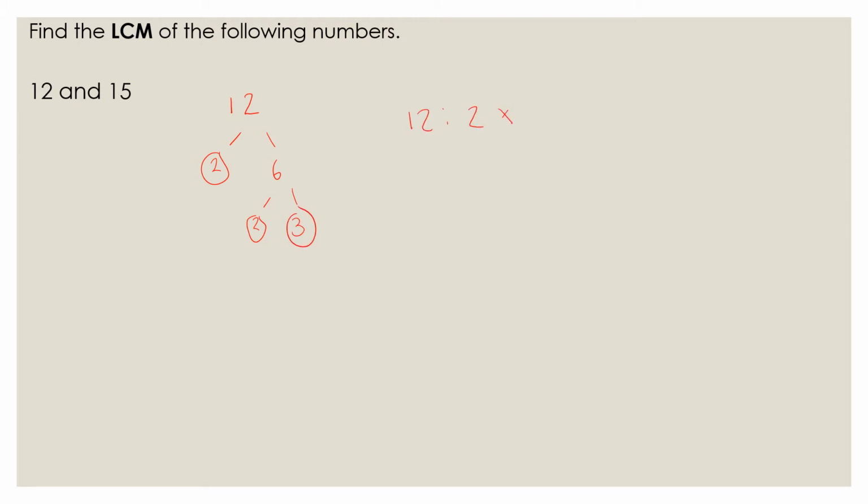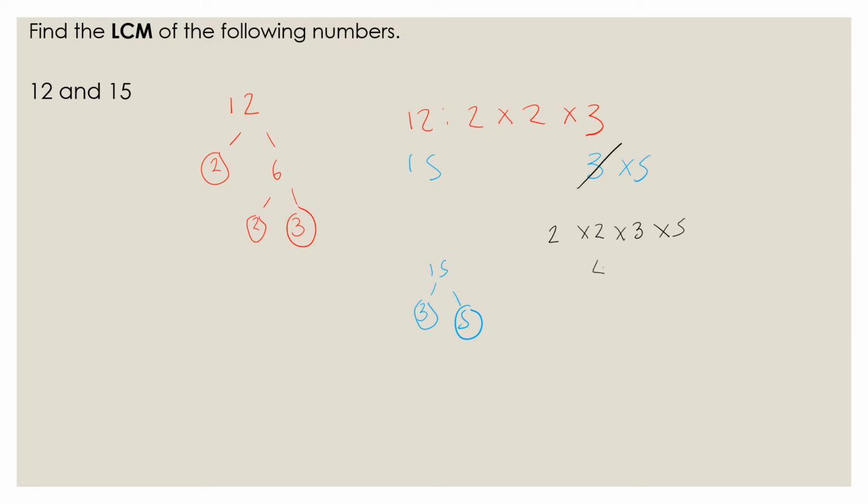So 12 is 2 times 2 times 3, and then 15 is 3 times 5. Okay, so let's get rid of those duplicates like this. So we've now got 2 times 2 times 3 times 5.